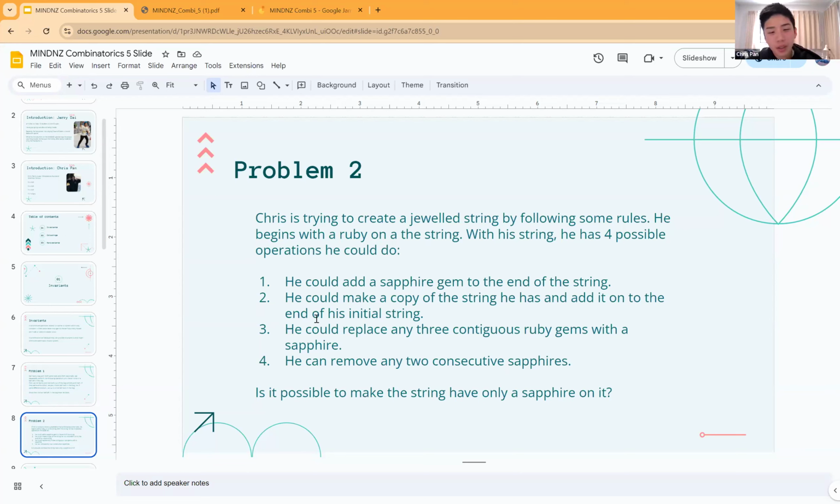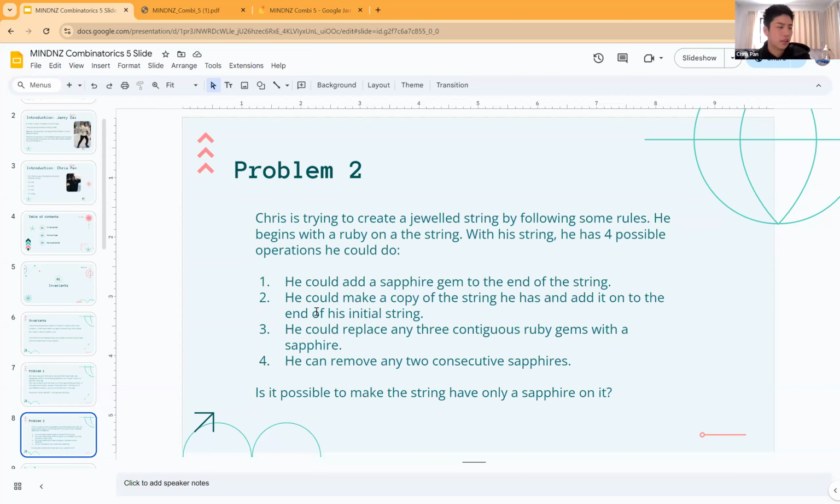Right? And the four moves I can do: I can add a sapphire gem to the end. I can make a copy of it, like I can duplicate the string and add it to itself. So if I have ruby, sapphire, sapphire, I can duplicate it, add it to itself, and get ruby, sapphire, sapphire, ruby, sapphire, sapphire. I can remove any three contiguous ruby gems in a line, so ruby, ruby, ruby, and I can replace that with a sapphire instead. Or I can remove any two sapphires that are next to each other, right?